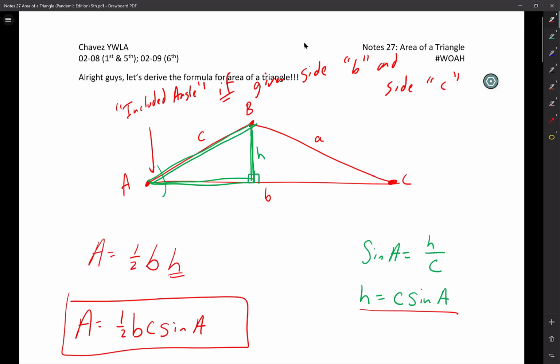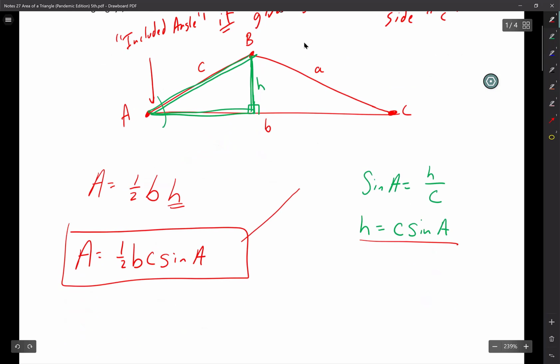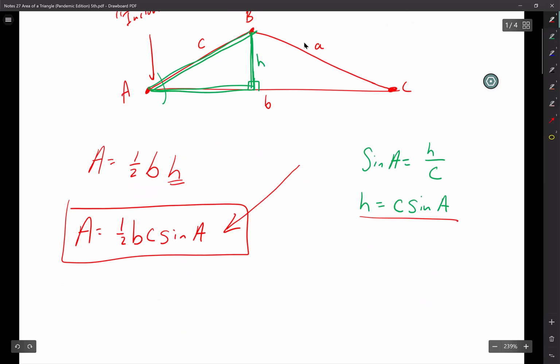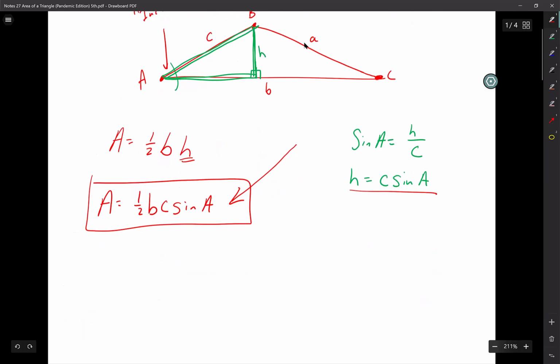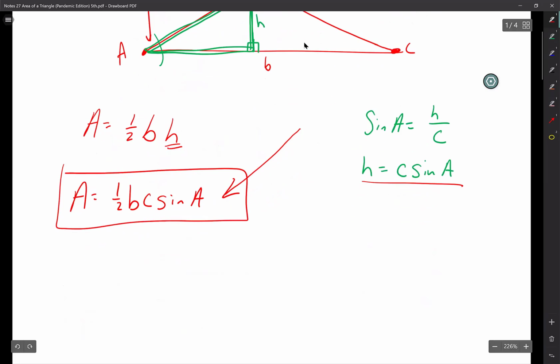Now be honest. Have you guys seen in some way, shape, or form this formula for area of a triangle? Never? Oh man, okay. No big deal, guys. You're going to see how to use it. It might have saved you a few seconds on the SAT, ACT. Those are not the only letters.